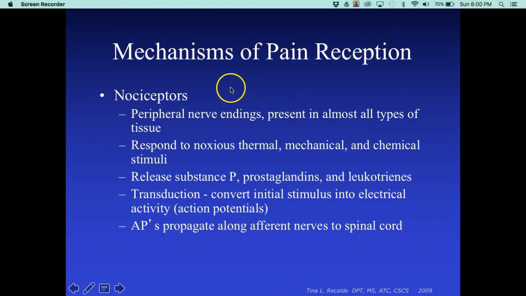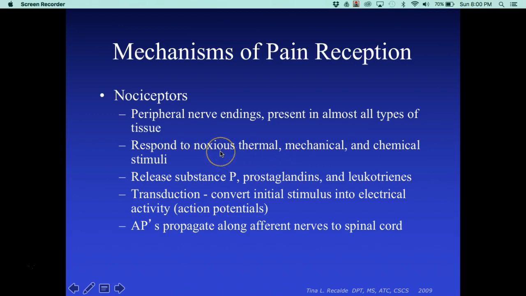So first we have the nociceptors, which we were talking about. Those are those peripheral nerve endings present in almost all types of tissues that we have. Your bones, your soft tissue, your ligaments, almost everything has peripheral nerve endings that will have that reception of pain. They respond to noxious stimuli. That would be like a thermal heat response or stimuli, a mechanical response, and a chemical stimuli.